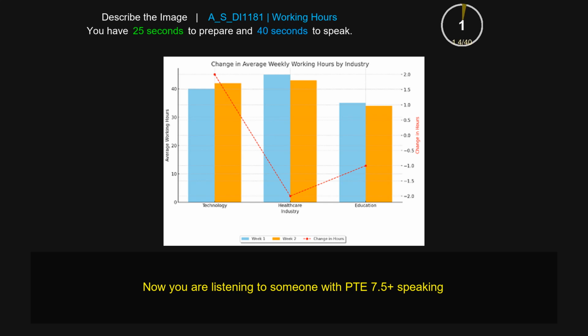This graph gives the information about the change in average weekly working hours by industry. It shows the different categories: technology, healthcare, industry, and education. It also shows the average working hours 0, 10, 20, 30, and 40%. It also shows the changes are -2, -1, and -0.5 and 2. It also shows the different colors like the blue and orange.